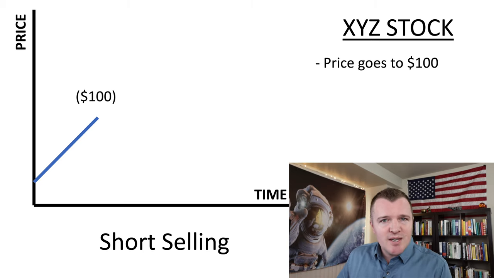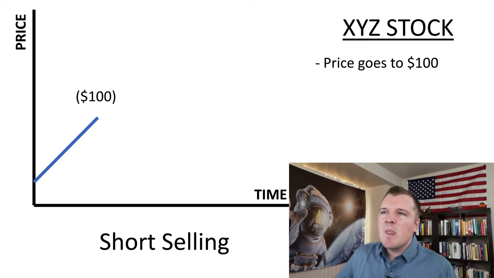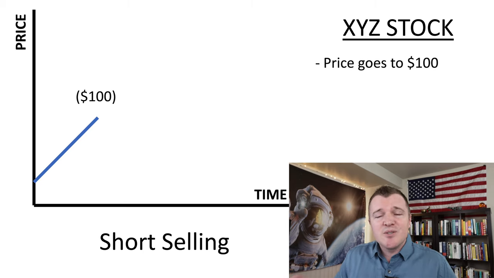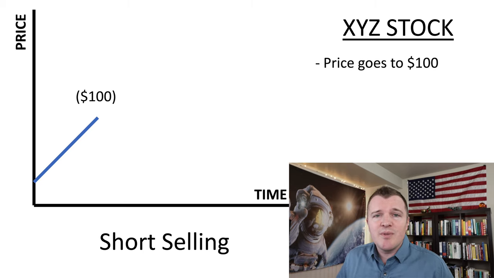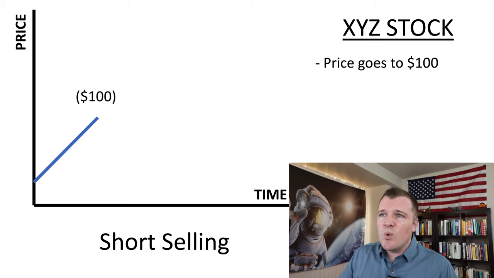So let's do a comprehensive example to illustrate a full cycle of short selling. And let's say you're sitting at home watching the share price for a company, XYZ, their share price goes up to $100, and you're saying, there's no way this company is worth $100. It's grossly overvalued right now. I'm gonna short sell it. So you log on to your brokerage account that has a margin account enabled, and you short sell at $100.